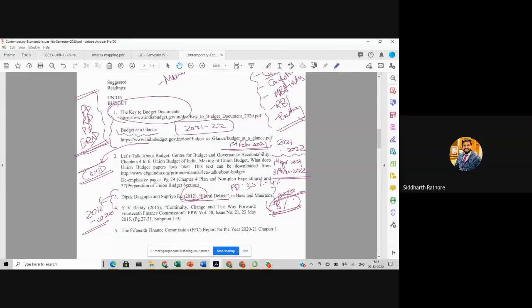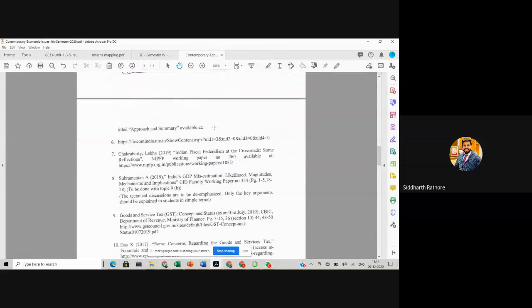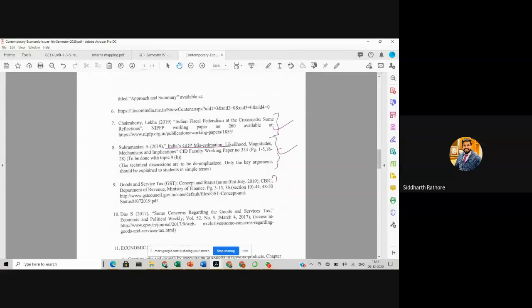Then look, there is another reading, the 14th Finance Commission's. Now the 14th Finance Commission is old, this reading will change by the way. You will not have this, you will have the 15th Finance Commission's report. We will read that report. Again, an article is already there on this, and this particular reading is also available on YouTube. The Arvind Subramanian reading on GST misestimation is also available. These two readings are available, and they will be updated on my website as well. So the updated version will be provided to you.